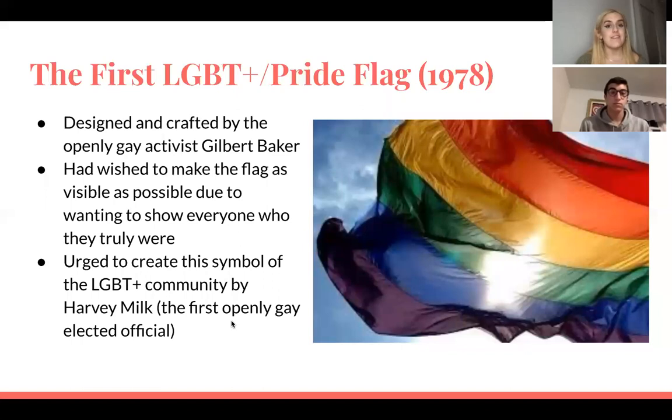So then in 1978, the first LGBT+ pride flag was created by Gilbert Baker. He wished to make the flag as visible as possible due to wanting to show everyone who they truly were. He was urged to create the symbol of the LGBT+ community by Harvey Milk, who was the first openly gay elected official.